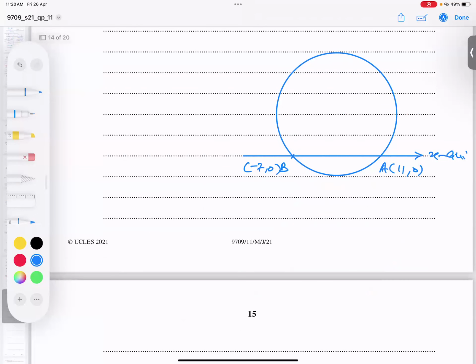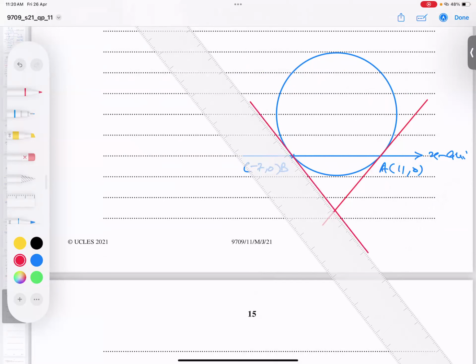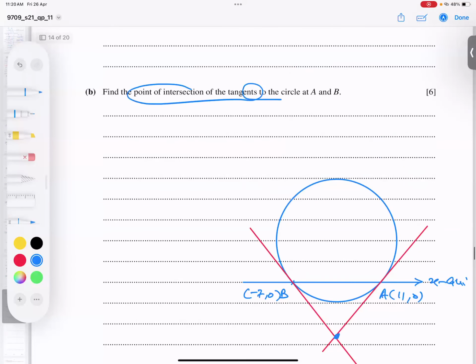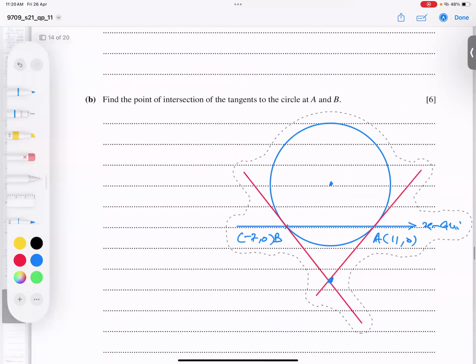Now, student, take a scale, and this is a tangent. I show you in red color. So student, I think you understood what I'm doing. Both intersecting at one point, that is our target: the point of intersection of the tangents at A and B. So students, this is the center of the circle here. I think now you understood how I drew close to accurate.